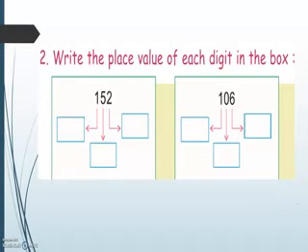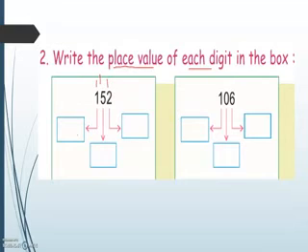Here, what is the question? Write the place value of each digit in the box. You have to write the place value of each digit. In 152, 3 digits are there. 1 is there, 5 is there, and 2 is there. So we have to find the place value of 1, the place value of 5, and the place value of 2, and write it in the corresponding boxes here.